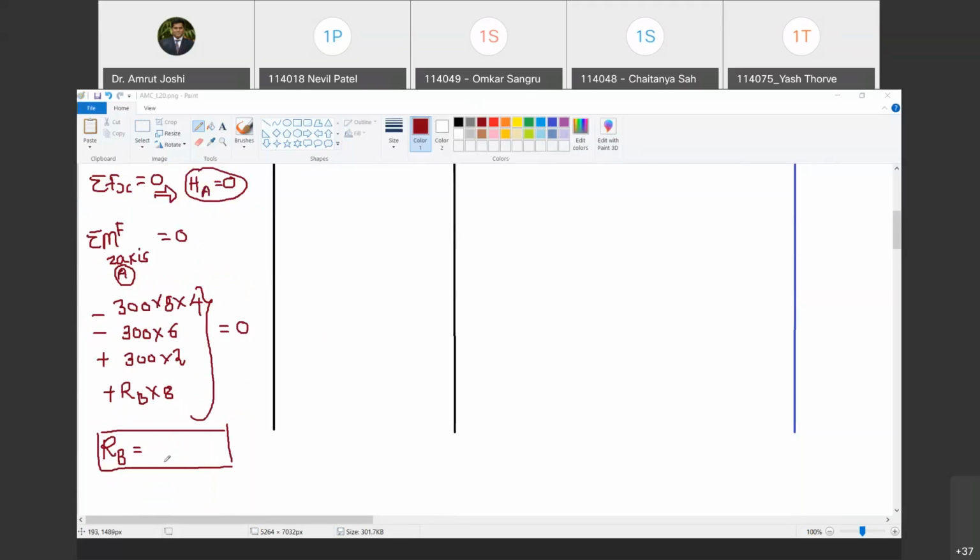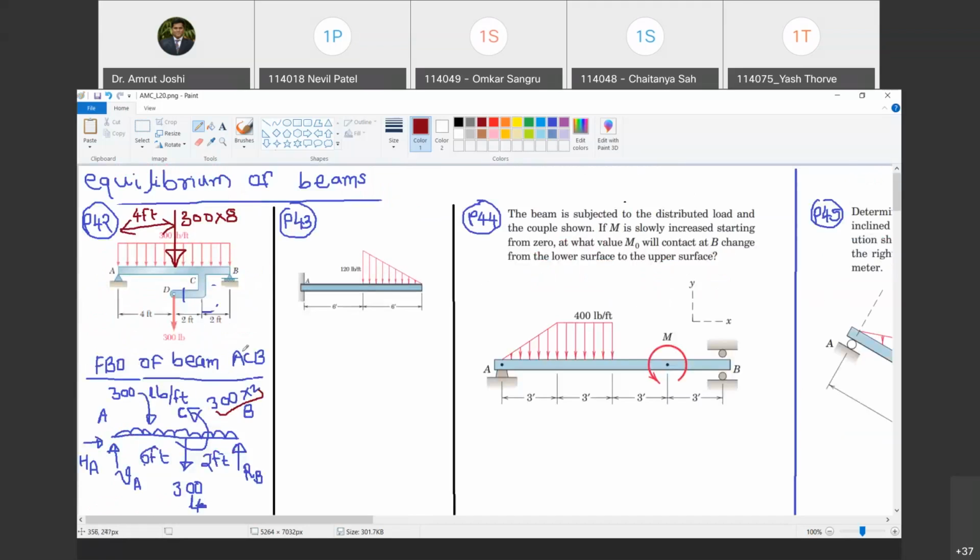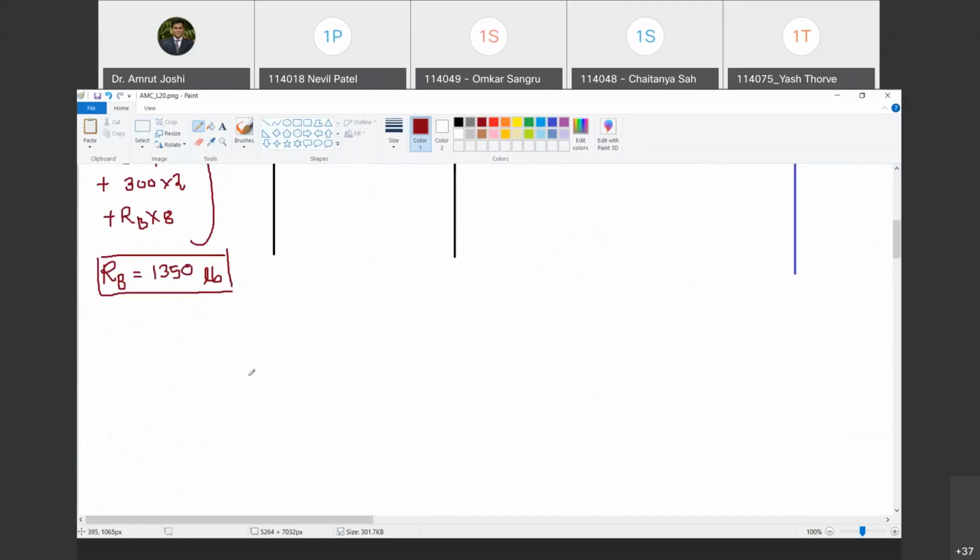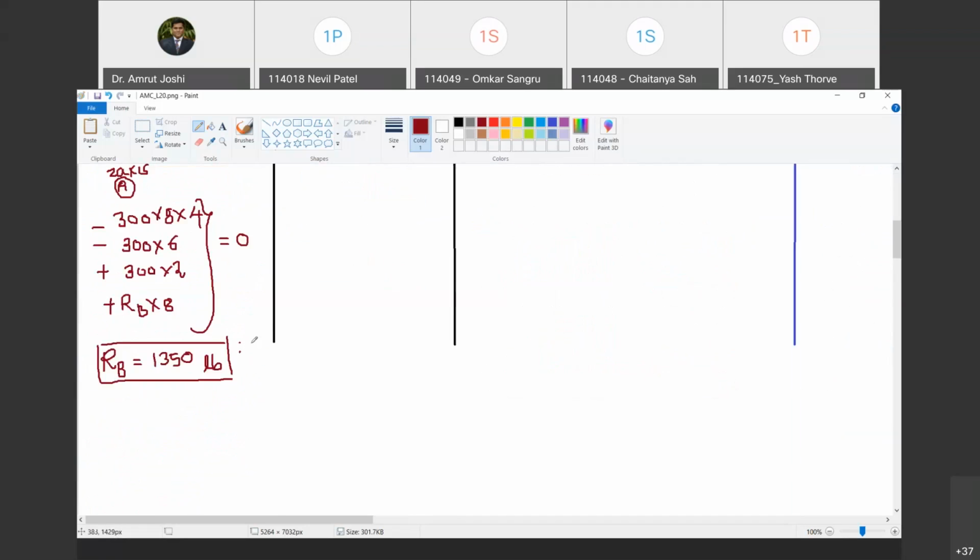Have you solved, Chaitanya? Sir, it is 1,350. Others also should give a check on calculation, but I will accept it as it is now. So this is found and it has turned out to be positive. If it has turned out to be positive, then that means the originally assumed sense of RB is correct. Therefore, it is upward. So RB we have found out.